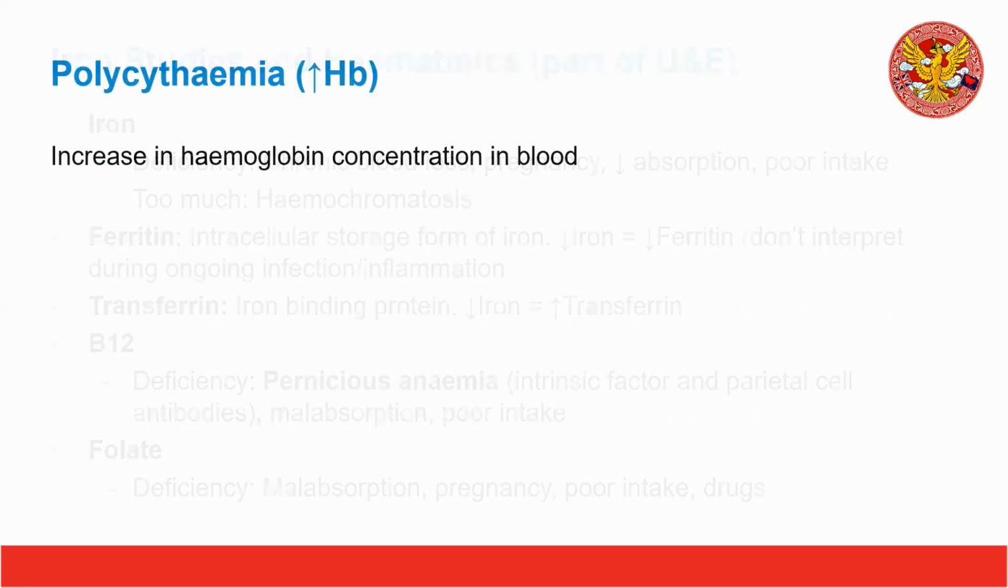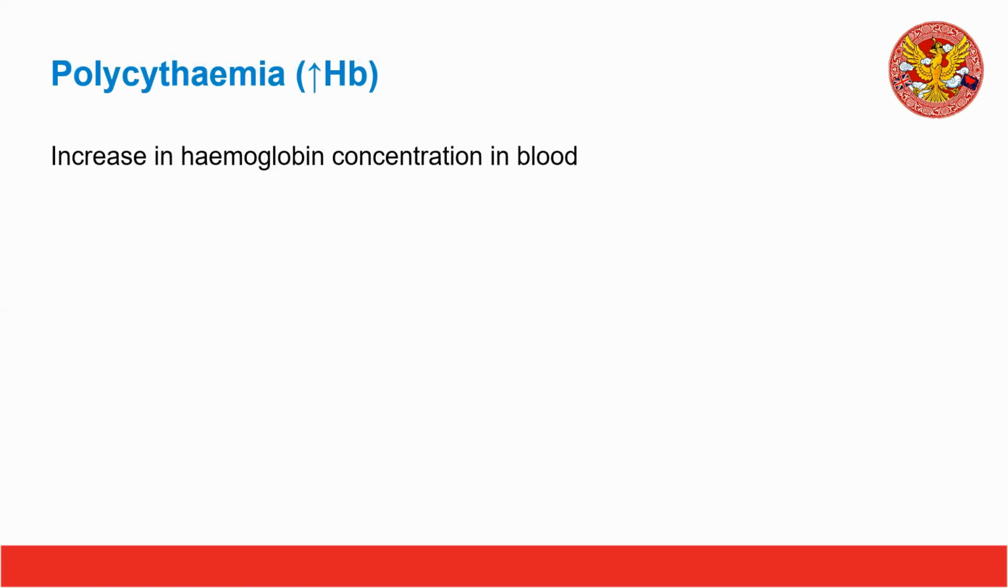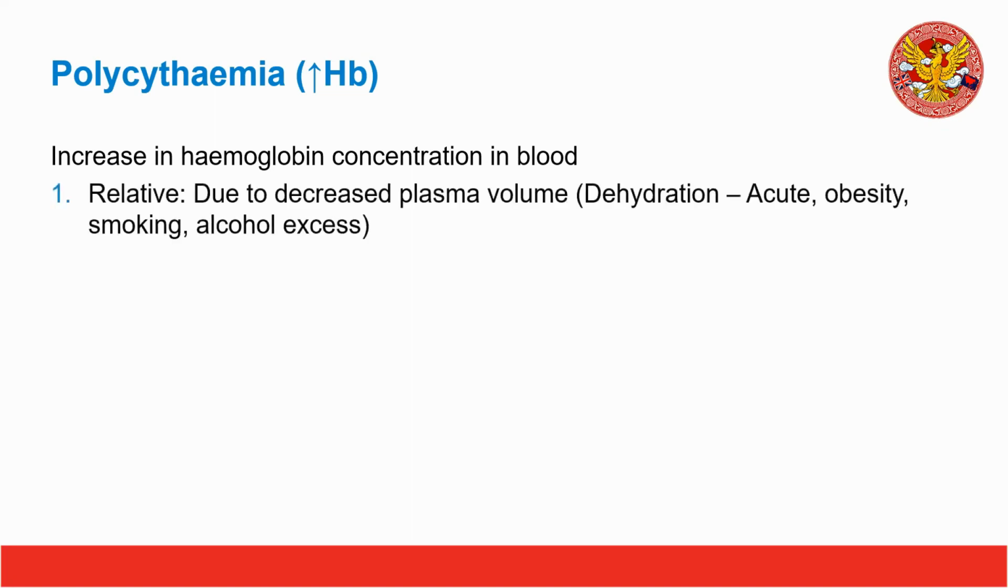Okay, so we talked about anemia. Anemia is when your hemoglobin concentration goes down. So now we're going to move on to polycythemia, which is where the opposite happens. You get an increase in your hemoglobin concentration. And generally, we classify into two major forms, your relative, and this is where you get a decrease in your plasma volume. So if you're dehydrated, for instance, if you have less fluid volume, then the concentration of hemoglobin in your blood will go up.